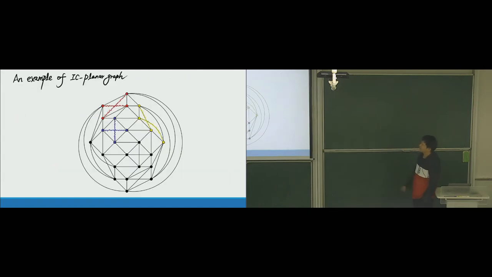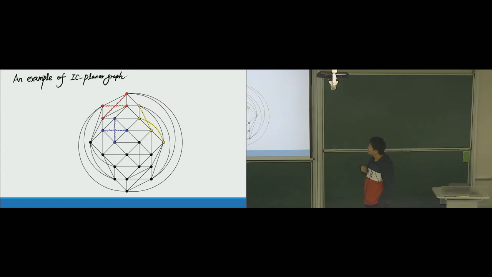This is an example of an IC planar graph. It is a 6-regular IC planar graph: each vertex has degree 6, and any 2 crossings are independent. We can also see that every IC planar graph has a vertex of degree at most 6. That means this graph is 6-degenerate. Now what can we see?